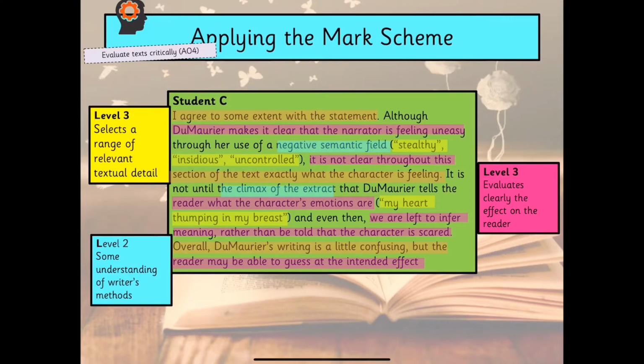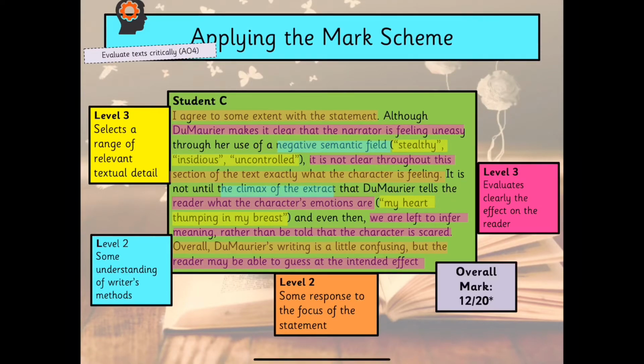And when it comes to the response to the focus of the statement, it's some. Yes, they agree with the statement. They've said this section of the text tells us exactly what the character's feeling, and overall Du Maurier's writing is a little confusing. So it's not as clear as their comments on effect, which just pulls this answer down again a little bit, because I feel like their response to the focus statement would be a little bit easier to pull apart. So because of that, this answer achieves around 12 out of 20, assuming that the rest of the answer is of a similar standard.